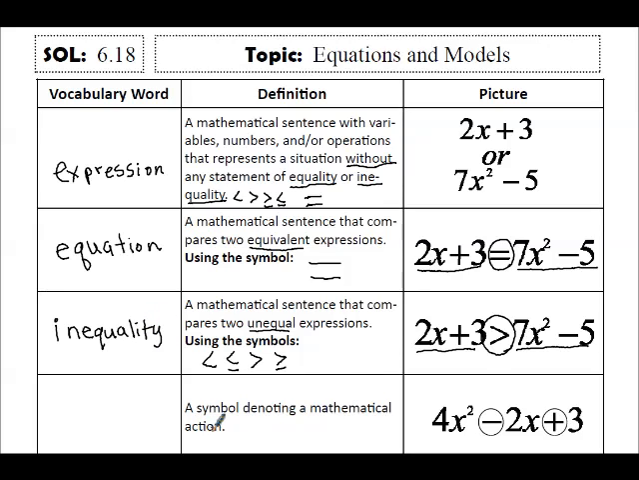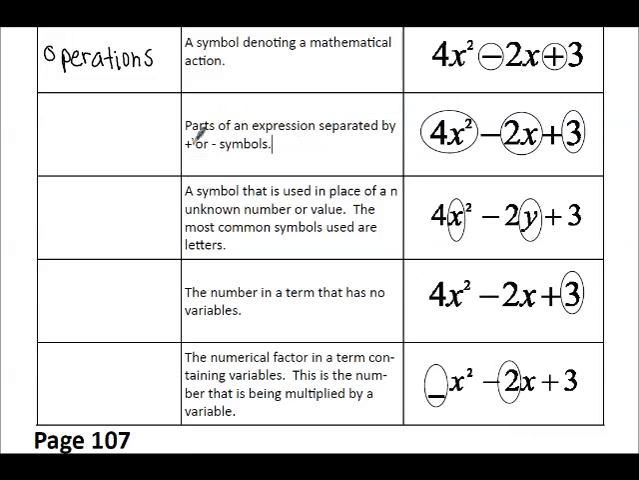A symbol denoting a mathematical action. So the minus sign, the plus sign, they are mathematical actions. And those symbols are called operations or operators. Parts of an expression separated by plus or minus signs. So you kind of separate at the plus and minus signs. If you draw lines where the plus and minus signs are, the three sections that it got separated into are terms. So terms make up expressions.